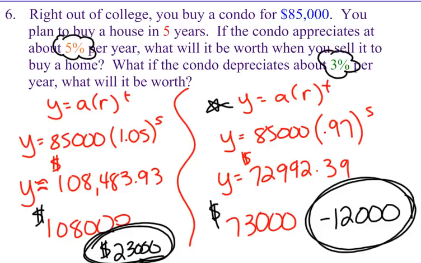We have a difference here between those two options of $35,000. And that's some yearly paycheck. I mean, that's a whole year's salary right there for a lot of people. So that's kind of what appreciation and depreciation do in your everyday life. That's how you would use math.